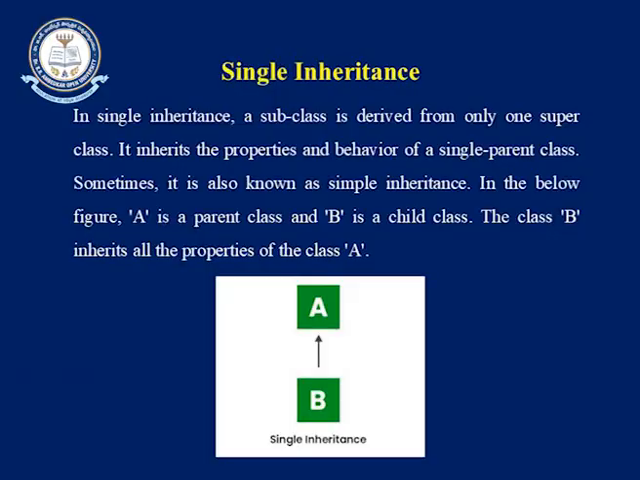So next one is single inheritance. In single inheritance we have a single parent class and a single child class, meaning one parent class and one child class. According to this diagram, A is the parent class and B is the child class. So only one parent class and one child class. That's why it is called single inheritance, or sometimes simple inheritance.